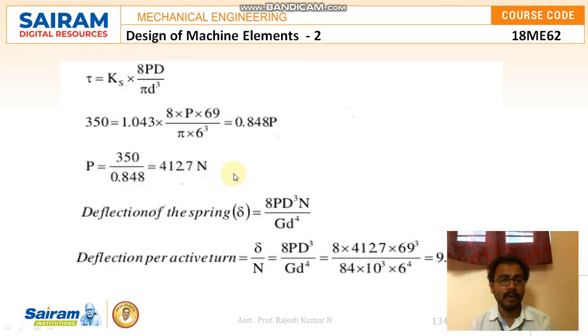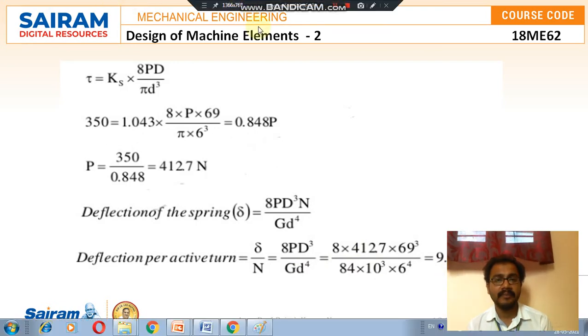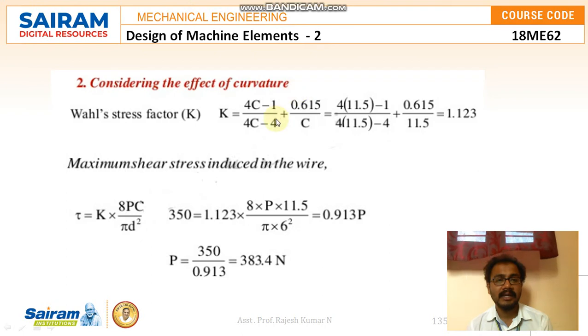And in case the same problem asks us to find the deflection of the spring, the formula is 8PD cube n divided by G d power 4. Let me write the deflection per active turn, because 20 active coils are there, so among that we have to find out the deflection per active turn. By substituting the modulus of rigidity value and the calculated load value, I am getting the deflection per active turn as 9.96 mm.